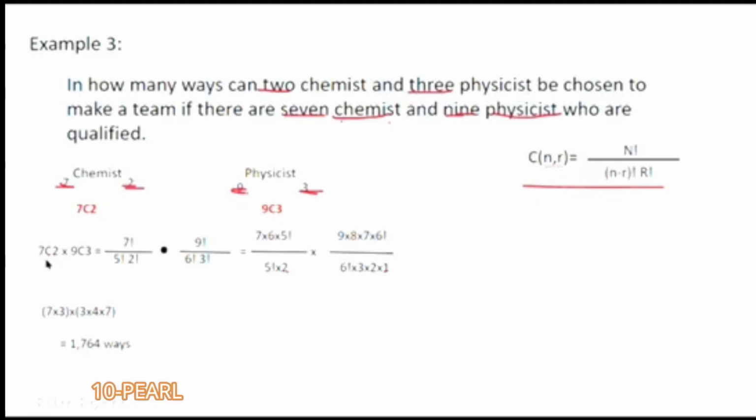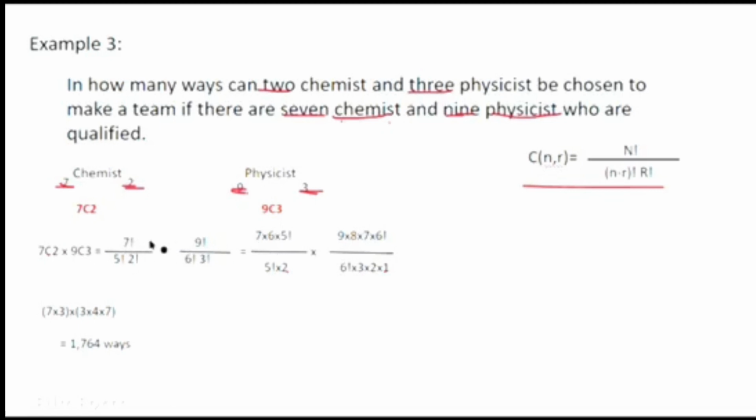So, for 7 combination 2, we simplify: n factorial is 7 factorial, and for our n minus r, it is 7 minus 2, which is equal to 5 factorial times 2 factorial. The same goes for the physicists: 9 combination 3, n is 9 factorial over 9 minus 3, which is 6 factorial times 3 factorial.